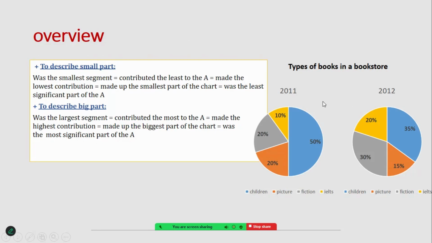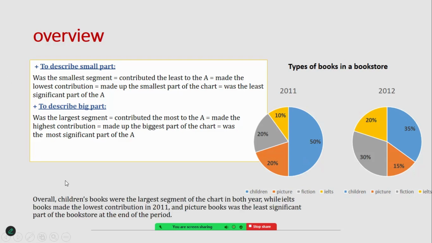Pie chart, when we talk about overview, we will talk about the biggest segment and the smallest segments of each year. And the structure I gave you here, you just need to fill in the noun, the subject. So this is an example for this question. You can see that I just fill in the structure I got from here with the noun.